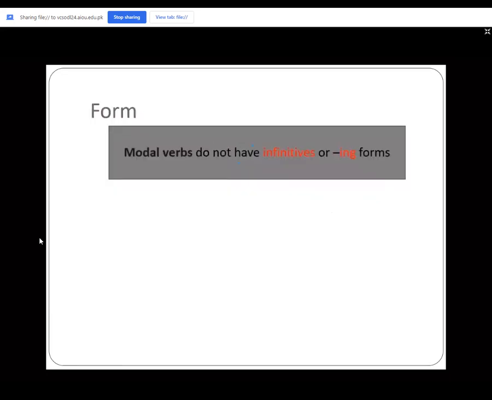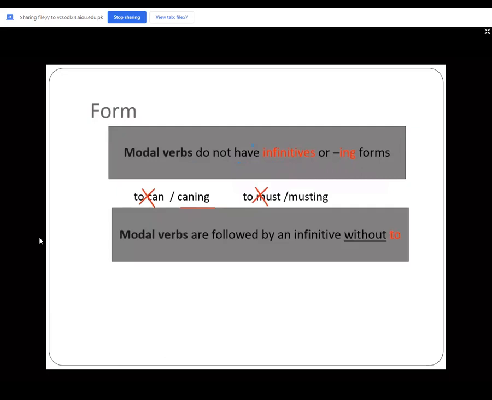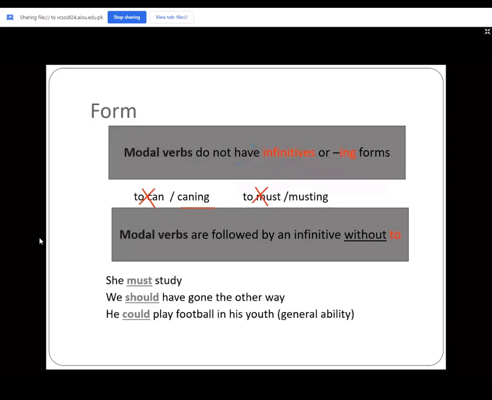Modal verbs do not have infinitives or ing forms. "To can" or "canning," "to must" or "musting," these forms of verbs do not exist, right? Modal verbs are followed by an infinitive without to. She must study. So we won't say "she must to study." "We should to have gone to study." These are incorrect. She must study. We should have gone to the other city. He could play football in his youth.